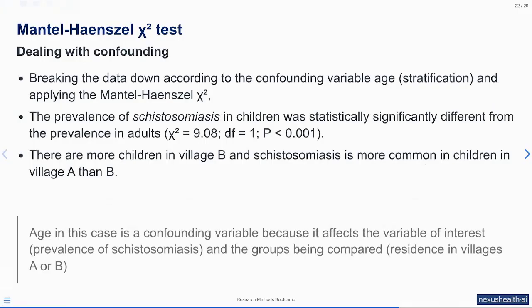There are more children in village B, and schistosomiasis is more common in children in village A than B. So age in this case is a confounding variable because it affects the variable of interest, which is the prevalence of schistosomiasis, and the groups being compared, residents in villages A or B.